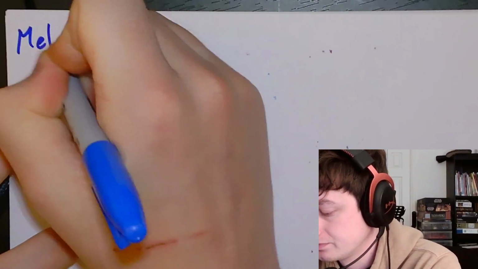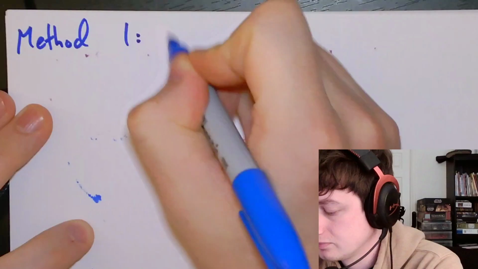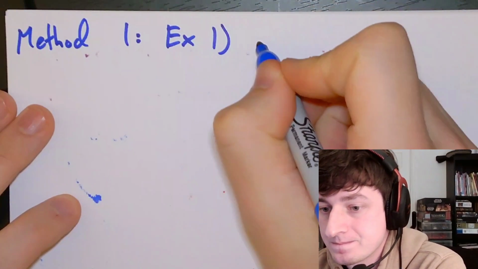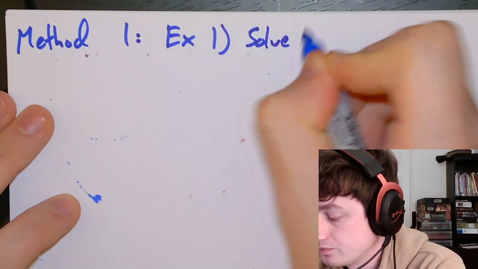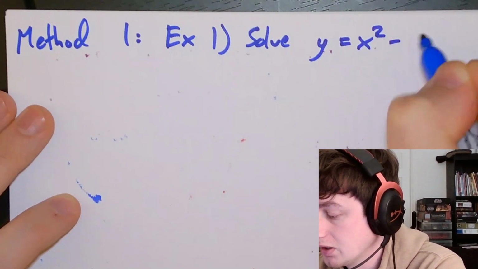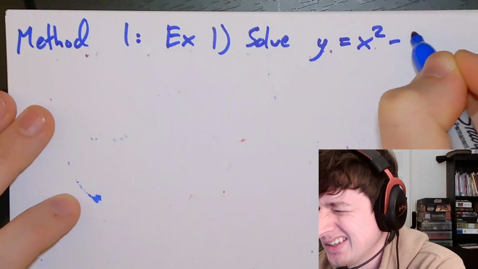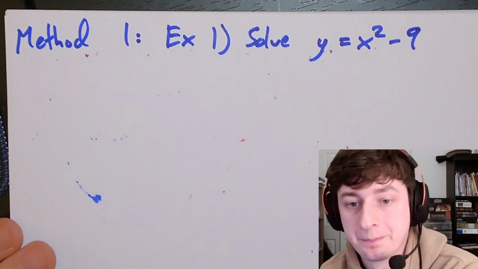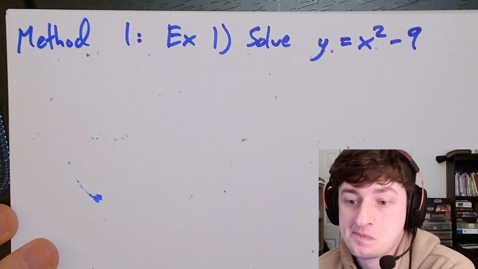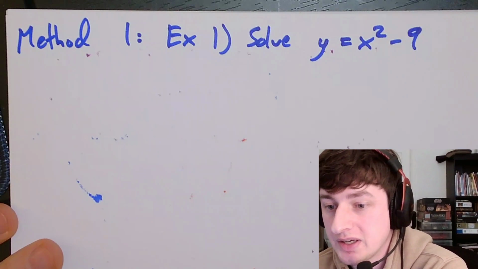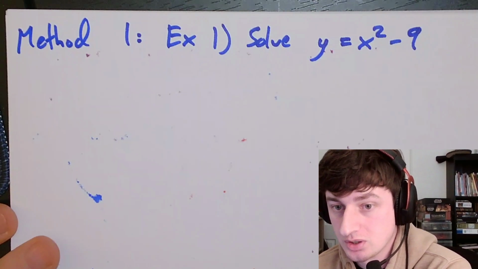So method 1, example 1. Solve y equals x squared minus 9. We'll do some easy numbers first, because we haven't talked about square roots yet, but we will next week. So x squared minus 9, we want to solve this, which means what value of x makes y equal 0?